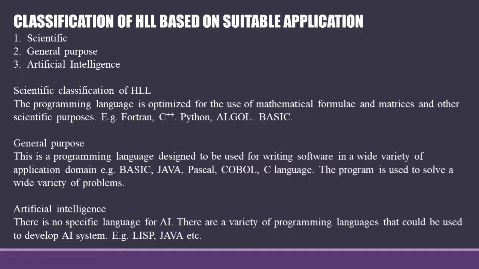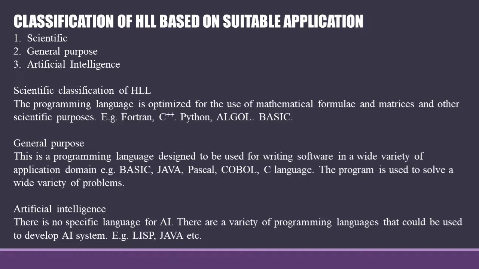Then the next thing we're going to talk about is classification of high-level language based on suitable applications. Here, the high-level language is classified in 3 different forms based on each suitable application, in other words, based on where you can apply it. Each classification has a particular programming language that can be used to achieve such purpose. The first one is scientific. The second one is general purpose. The third one is artificial intelligence. Now let's pick them one after another.